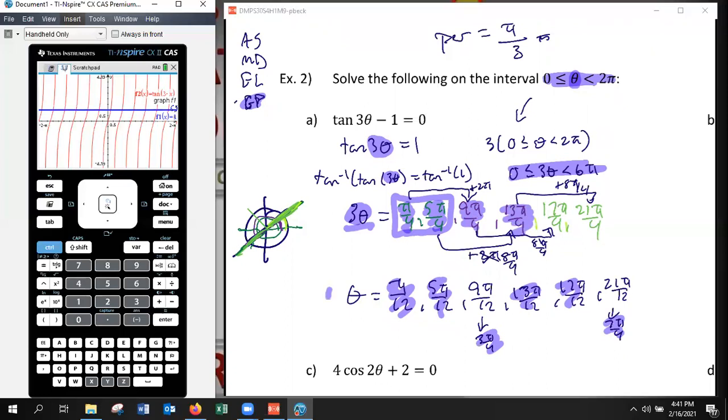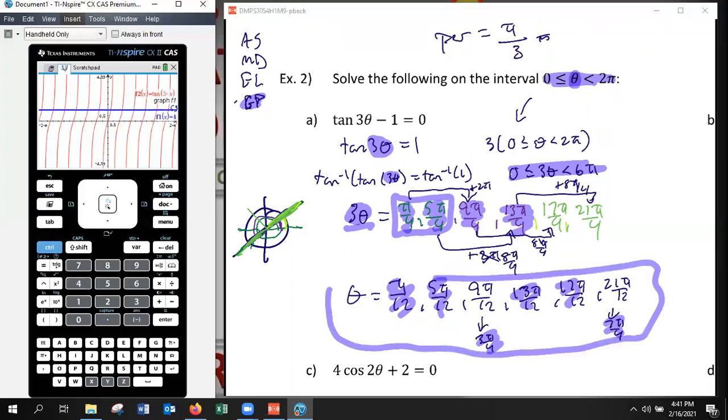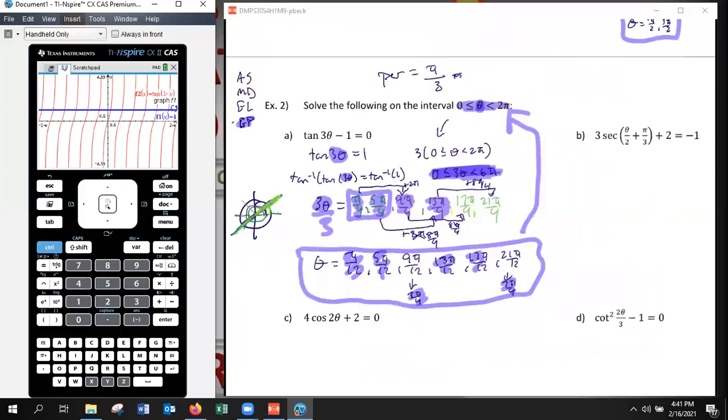Now, all of these solutions, if you notice, are on the interval from 0 to 2 pi, which is what we wanted in the end. So what I did here is kind of like a cheating approach, just to say I need all of the angles that are between 0 and 6 pi, because at the end, by dividing by 3, it now gets me all the angles between 0 and 2 pi.